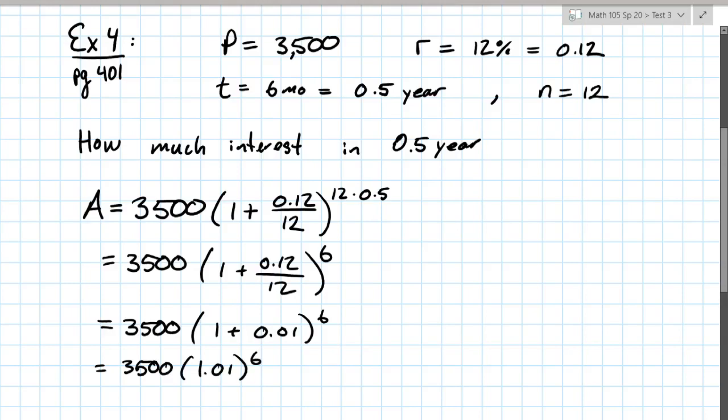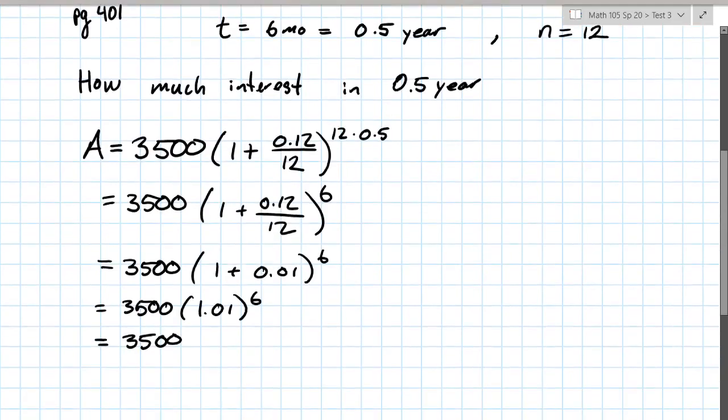Now you want to do this in your calculator. 1.01 raised to the 6th power gives us 1.061520 and lots more decimal places. You want to leave that number in your calculator as long as you can so that you don't have to round until the very end. We'd like to round to just pennies after we're done.